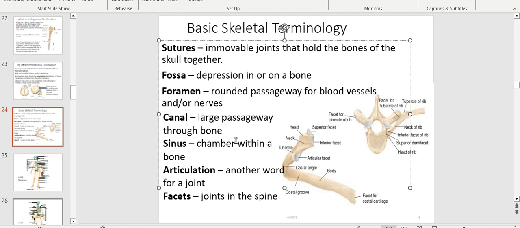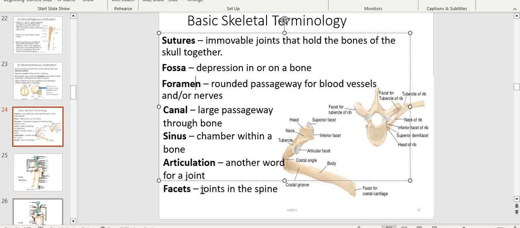Canal: a large passageway through the bone. Sinus: a chamber within a bone. You'll look at it when we get into the skull. If our skull was just solid meat and bone, we wouldn't be able to support our head. It would be too heavy, and we'd all be walking around with broken necks. You'll see that in the skull there are lots of sinuses, lots of air and empty space. More so in my head than others. Articulation means joint; facets are joints in the spine.